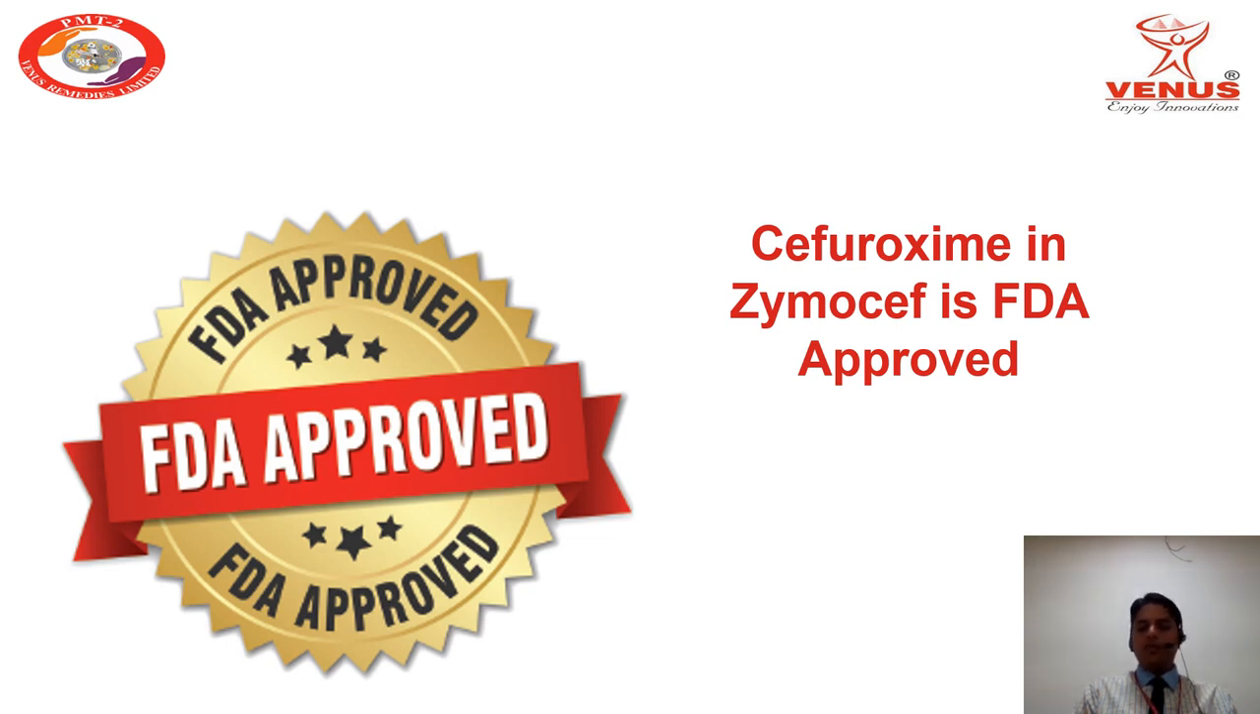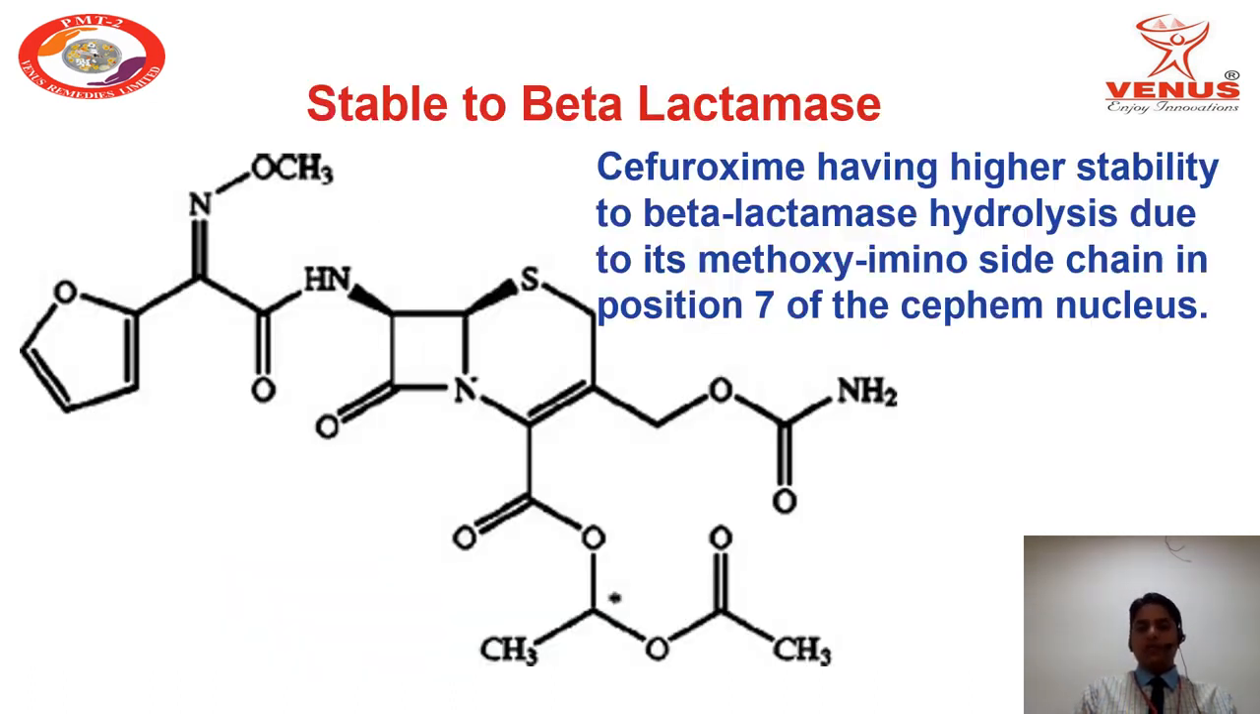And cefuroxime in ZYMOCEF is an FDA approved molecule which is preferred by most doctors. If we see the molecular structure of cefuroxime, it has higher resistance to beta-lactamase hydrolysis due to its methoxyimino side chain in position 7 of the cephem nucleus. So we can say there is a side chain that protects the beta-lactam ring of cefuroxime. That's why we can say it is stable to beta-lactamases.